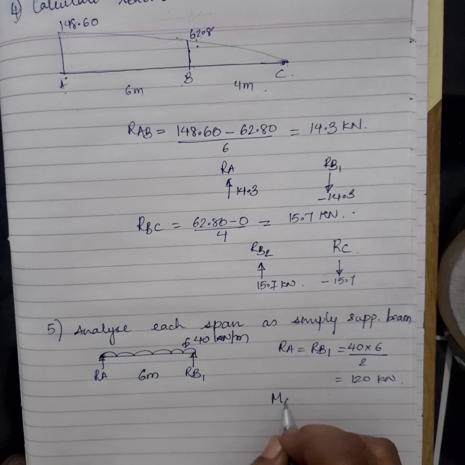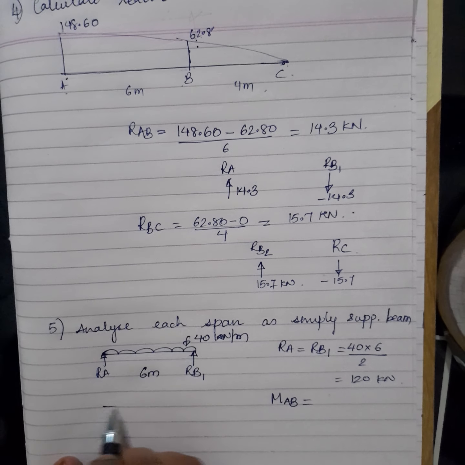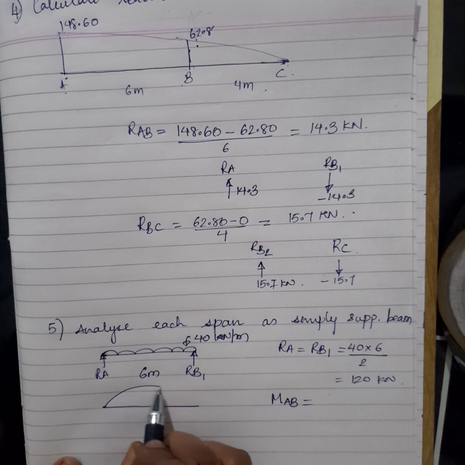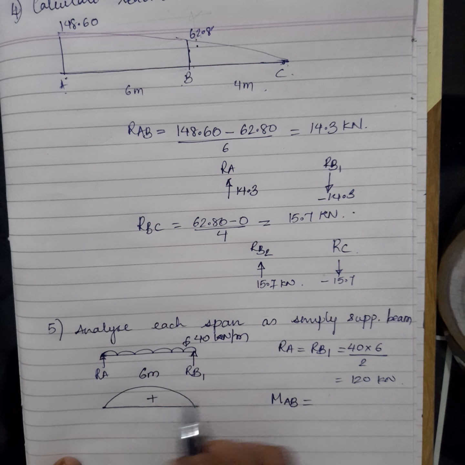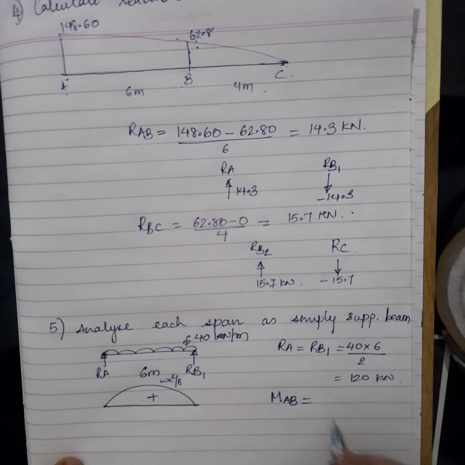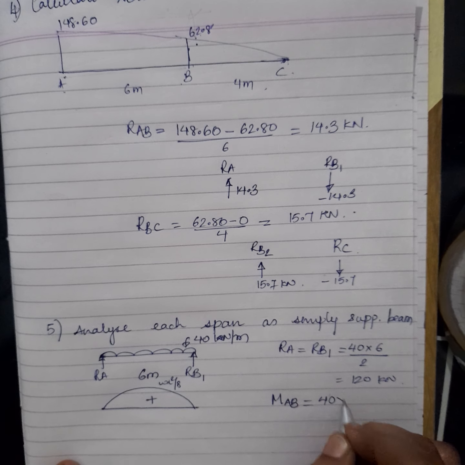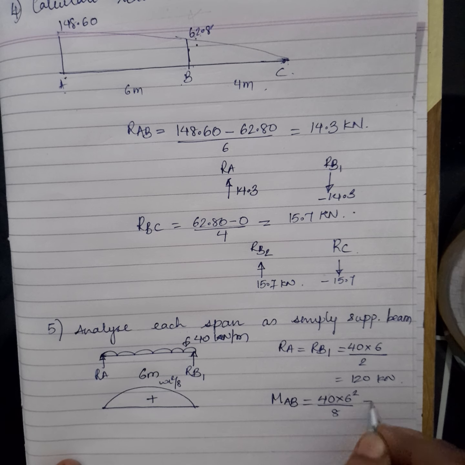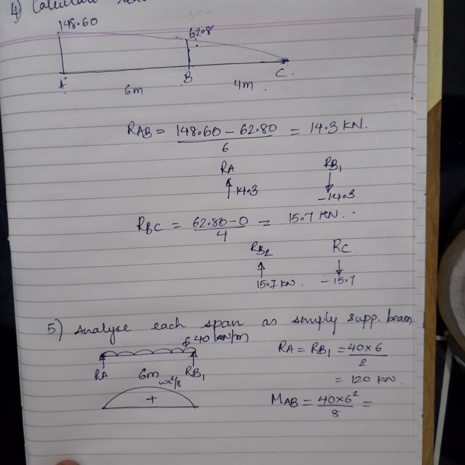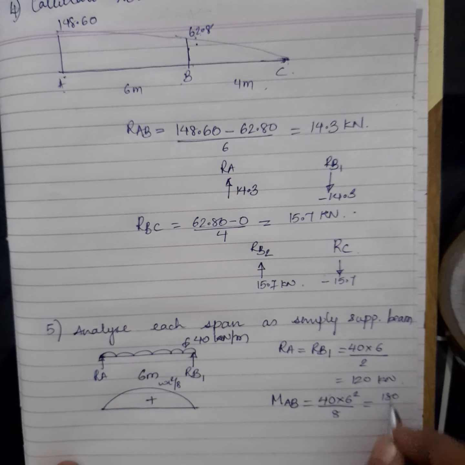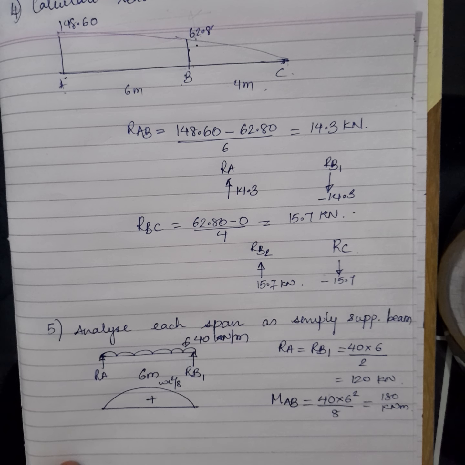Similarly, moment AB, sagging moment. How will the sagging moment be? It will be a parabola. It will be plus. We have to calculate WL square by 8. So WL square by 8 is 40 into 6 square divided by 8. So 180 kilonewton meter.